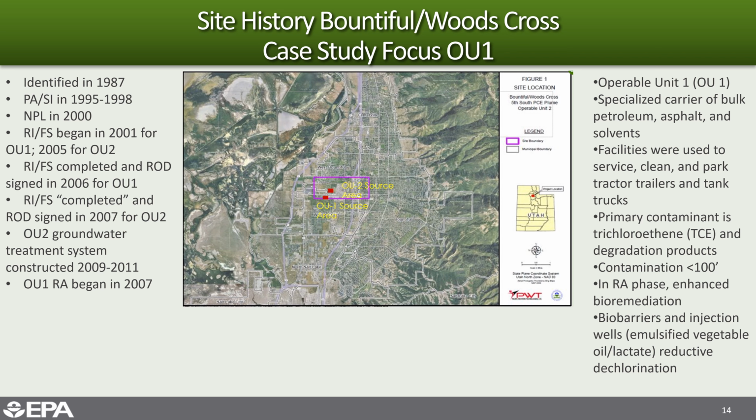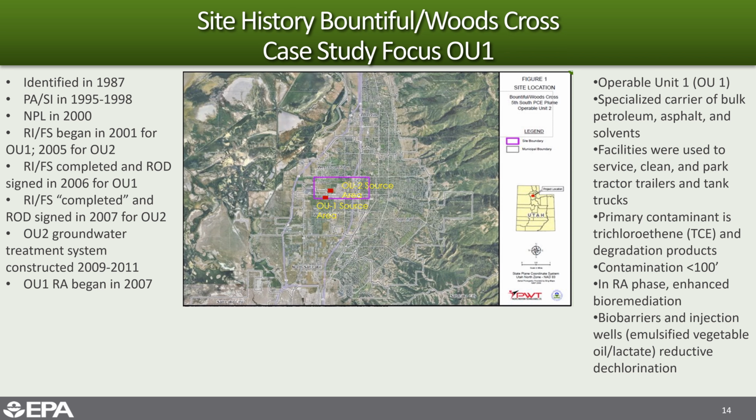The site itself was identified following the CERCLA process, identified in 1987, had preliminary assessment and site investigation activities take place from 1995 to 1998. By 2000, it was placed on EPA's Superfund National Priorities List with a series of remedial investigation and feasibility activities taking place through the 2000s. Now we're focusing on OU1, Operable Unit 1, in this area where the groundwater remedial action began in the 2007 timeframe.